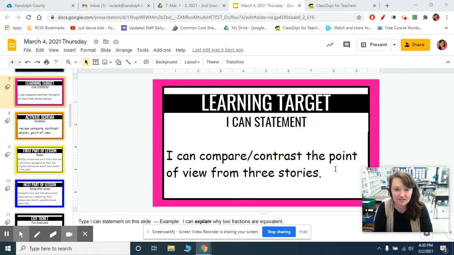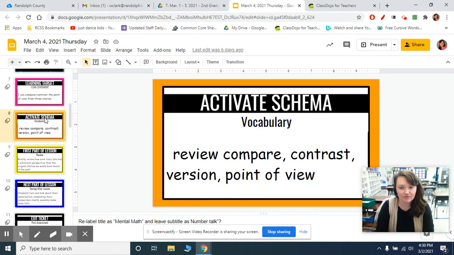Our I can statement is: I can compare and contrast the point of view from three stories. All right, we're going to review some vocabulary words. We have review, compare, contrast, version, and point of view.